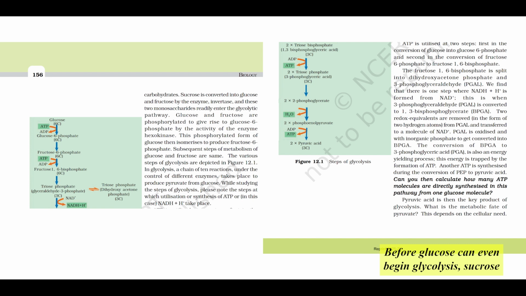Before glucose can even begin glycolysis, sucrose must first be converted into its constituent monosaccharides, glucose and fructose. This critical conversion is catalyzed by the enzyme invertase. Both glucose and fructose can then readily enter the glycolytic pathway. The very first commitment step, a crucial phosphorylation event, is where glucose and fructose are primed for breakdown. Glucose is converted to glucose 6-phosphate through the activity of the enzyme hexokinase, utilizing 1 molecule of ATP. Similarly, fructose is also converted to fructose 6-phosphate. From this point onwards, the subsequent steps of metabolism for both glucose and fructose are identical, funneling into the same pathway.